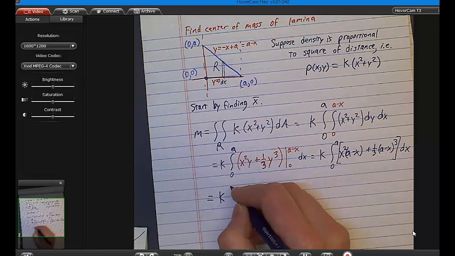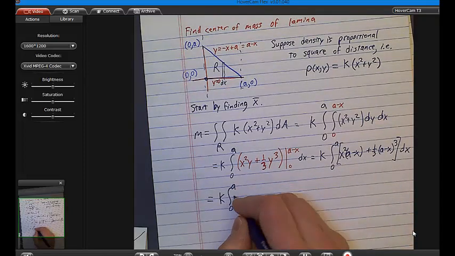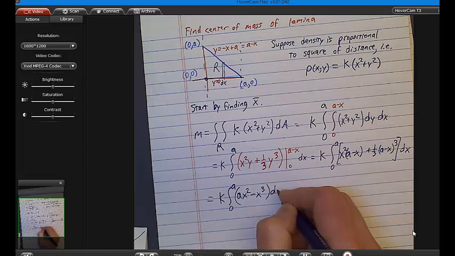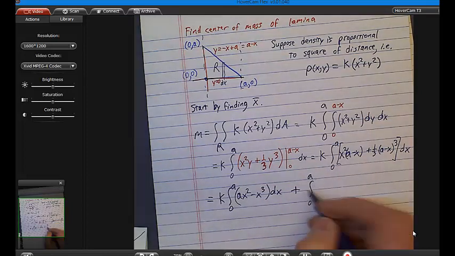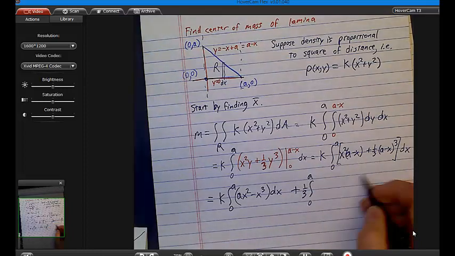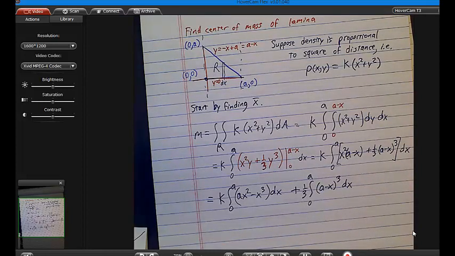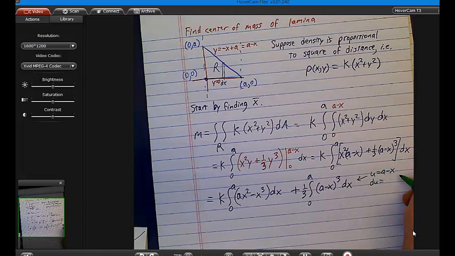Yes, let's split it into 2. So one of the integrals we need to do is ax squared minus x cubed dx. And the other integral we need will just be, I'll put a 1/3 out front here, a minus x cubed dx, right? So for this one, we're going to let u equal a minus x, and we're going to let du be what then? Negative dx. And so you'll need a negative sign to get it to work.